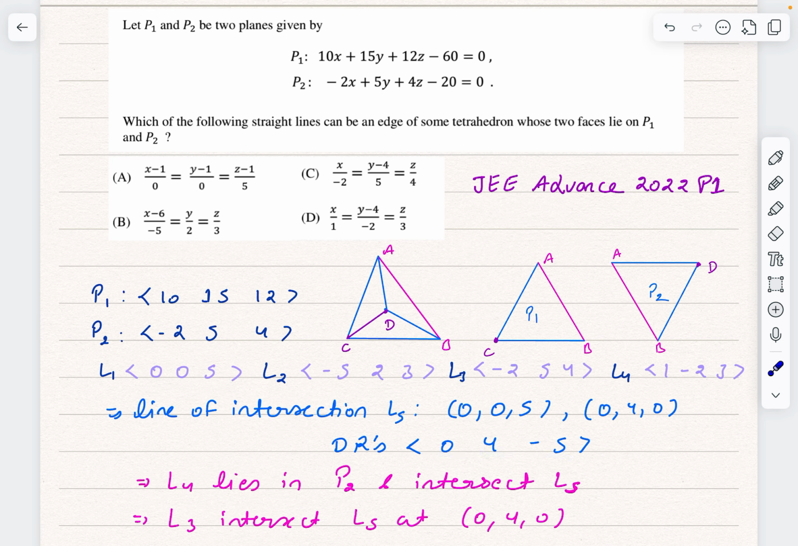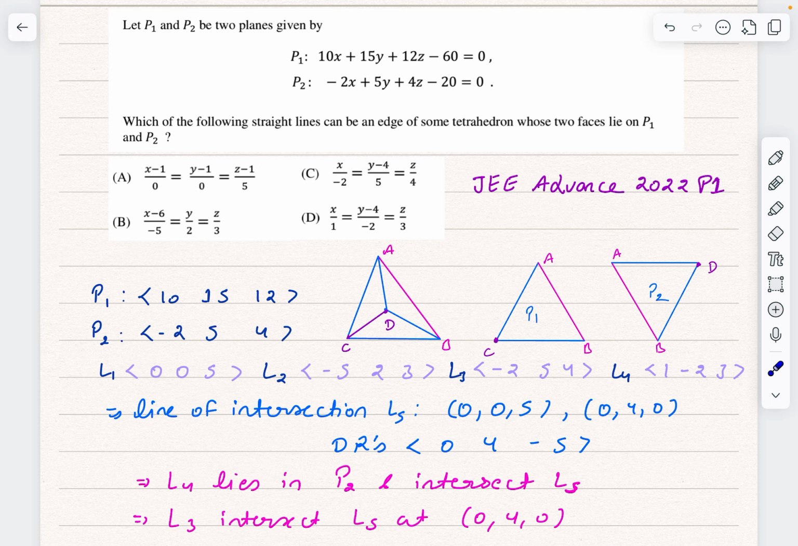The given four lines have DRs 0, 0, 5; minus 5, 2, 3; minus 2, 5, 4; and 1, minus 2, 3. None of them is parallel to this line. That means none of the lines is the line of intersection. So that is confirmed: none of these four lines is the line of intersection.